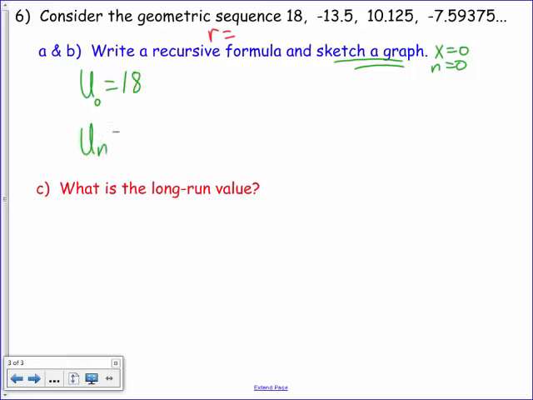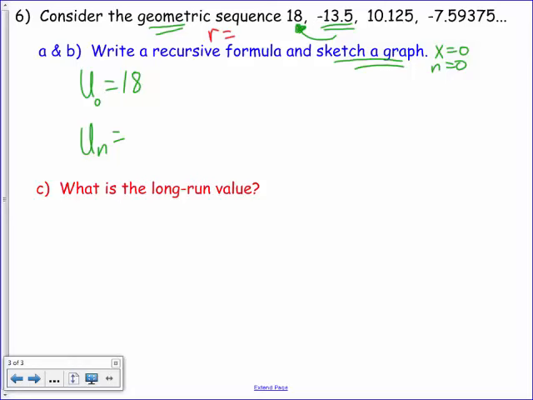And then u sub n equals, well, in this case, am I adding or subtracting stuff on, or am I multiplying? Well, it's geometric, so you know you're multiplying. Well, how do you figure out what that common ratio is, what you're going to put with that u sub n minus 1? We're going to take any term and divide by the term in front.